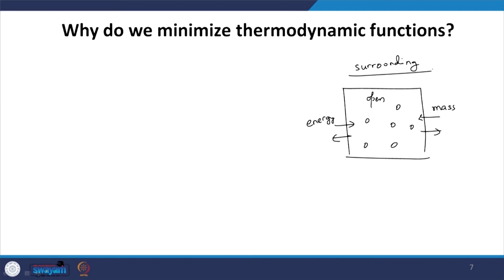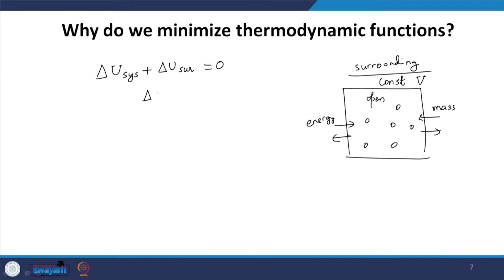And again, the approach that we follow remains the same as what we had followed earlier. Again, we assume for the argument's sake that volume is constant. So, now how do we proceed? So, we again write the first law expression, delta U system plus delta U surrounding is equal to 0.